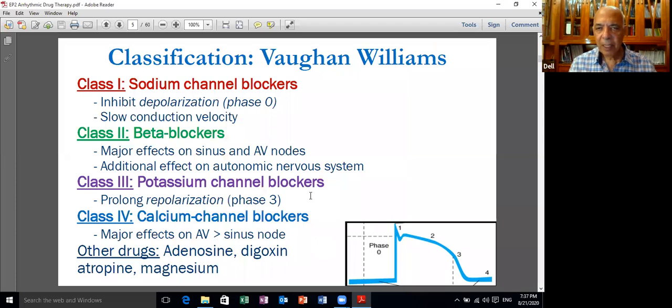The Vaughan Williams classification was proposed in the late 70s, early 80s, and it has still stood the test of time. Though it is simple and does not contain every detail about the antiarrhythmic drugs, it classifies them into 4 classes. Class 1: sodium channel blockers, which inhibit phase zero and, as a result, slow conduction in ventricular and atrial myocardium. Class 2: beta blockers, which have their major effect on the sinus and the AV node, and additional effects on the autonomic nervous system. Class 3, which is potassium channel blockers.